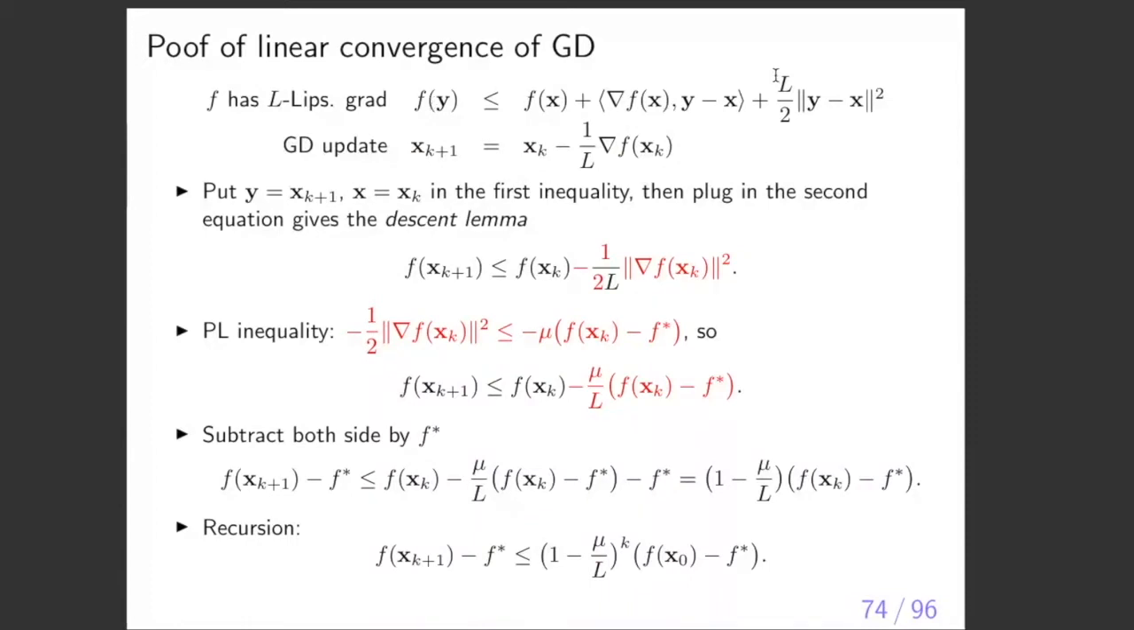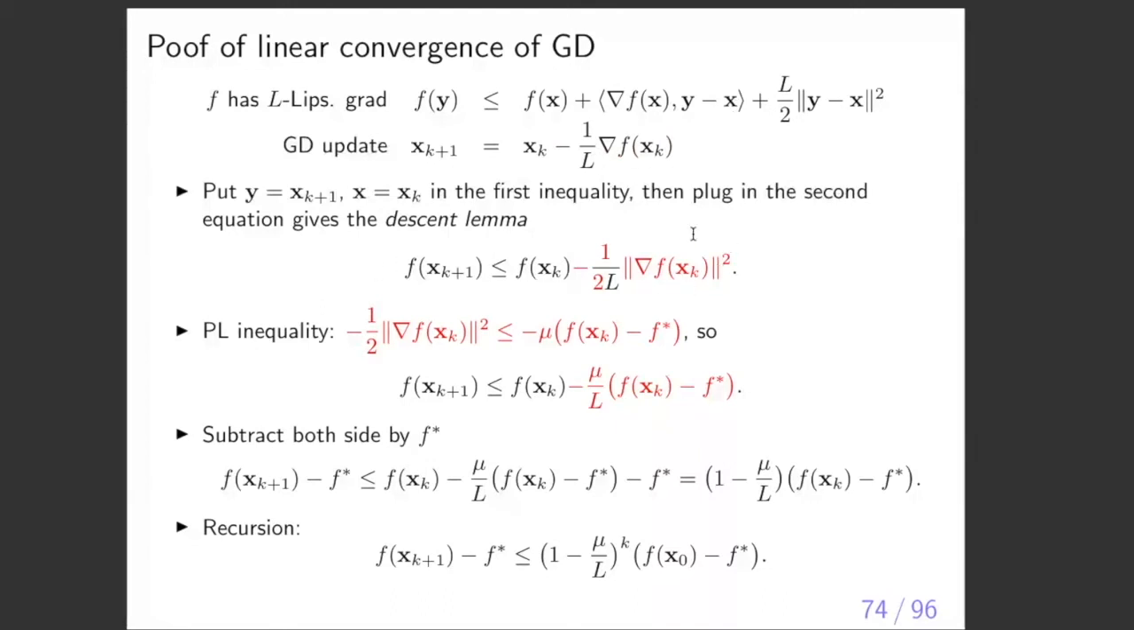Why? Because this holds true for whatever x and y. So you can let y be x_{k+1} and x be x_k. You can do that. So this term becomes this term, because x_{k+1} minus x_k is negative 1 over L times the gradient. So you can plug in here, and this is the same. So that's why after algebra you will get this term.